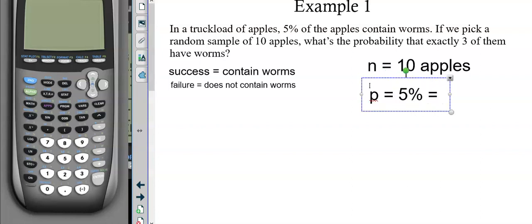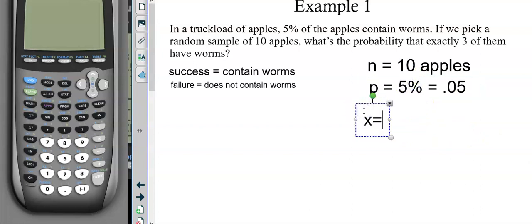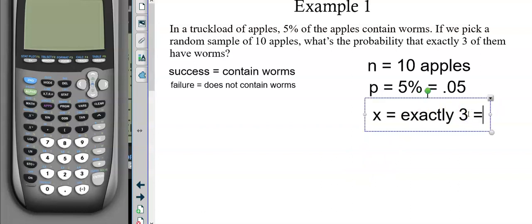Or if we change that to a decimal, 0.05. Remember, move that decimal over 2 places to the left. The decimal is understood to be here. Move it over 1, 2. So we have that. Now the last part is the x. The x is what we're looking for, and we said exactly 3. If it's exactly 3, that's not less than 3 and not more than 3, it's just 3. So in here, we're just going to do x equals 3.